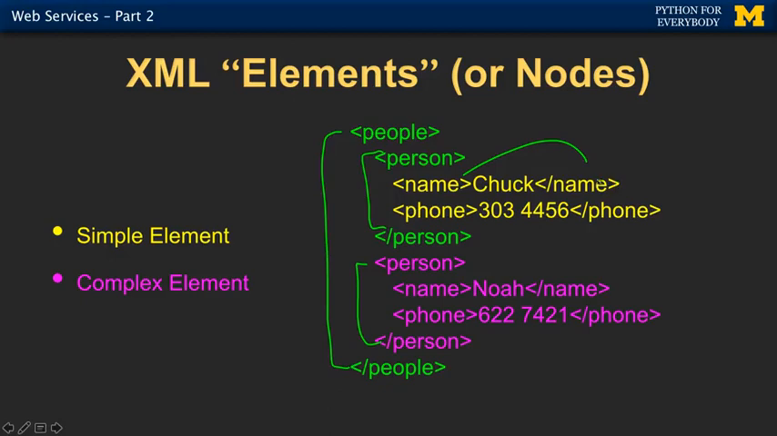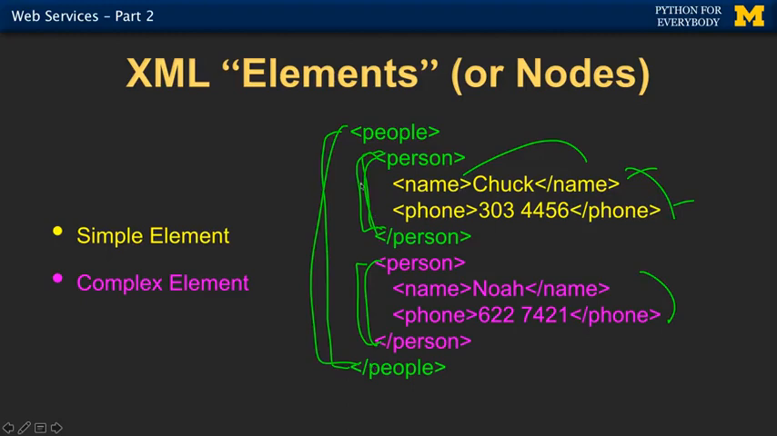And we'll have a couple of ways of visualizing these coming up. There's one kind of element that just has some text in between it. That is the simplest bit, called the simple element. Another kind of element, like person, has child nodes associated with it. So the simple elements are these, and the complex elements are person and people. And so they're nested together.